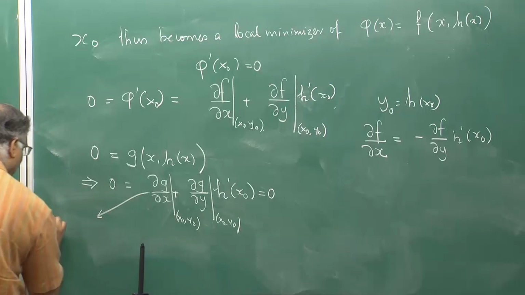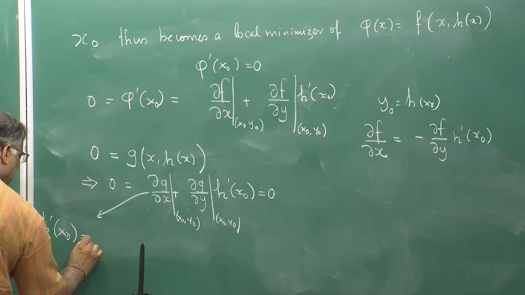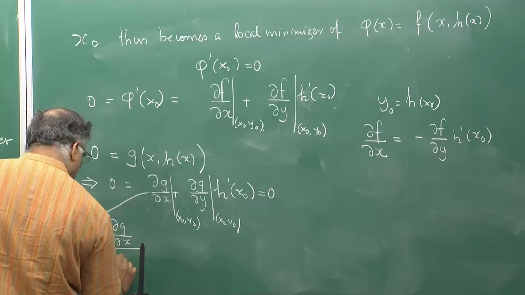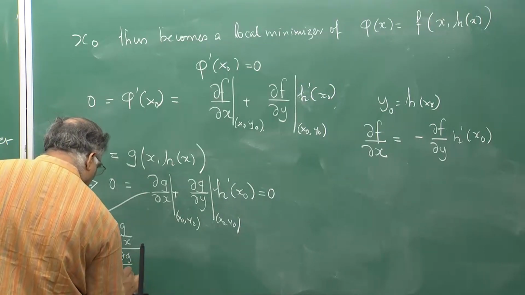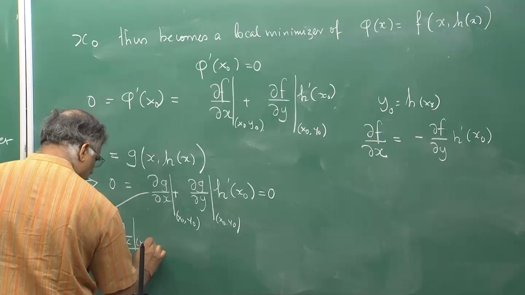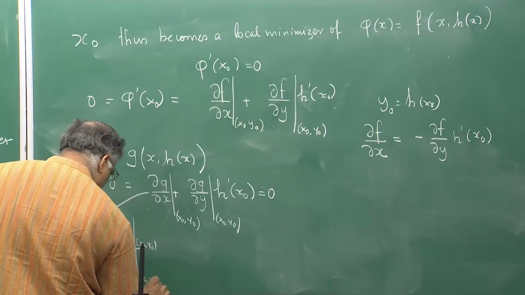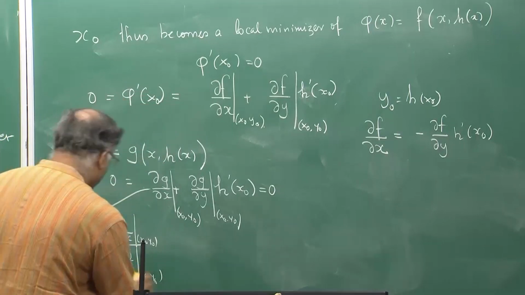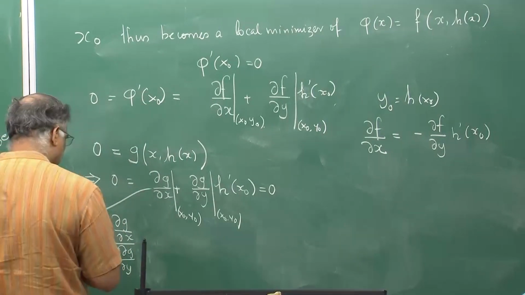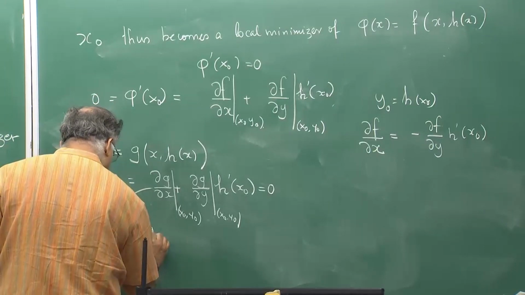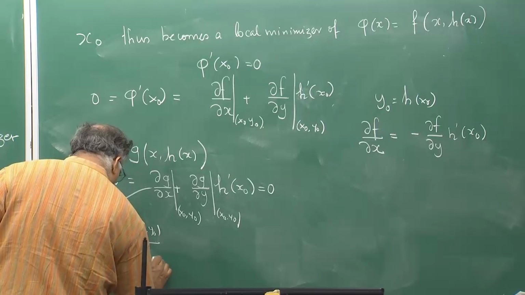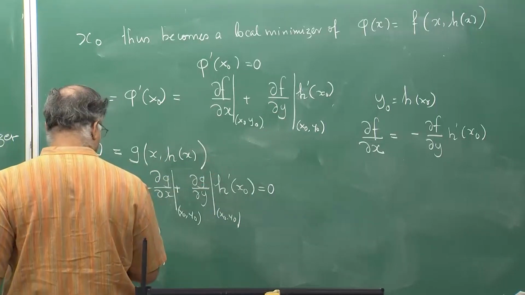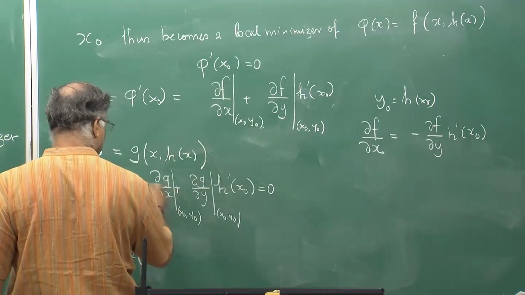So what do I have from here? h dash x naught is equal to minus del g del x by del g del y, which is non-zero, evaluated at x naught y naught. If you want the writing to be clearer, you can write del g del x at x naught y naught over del g del y at x naught y naught, which is non-zero. This is absolutely proper math. This is minus of this, so that is what you get from here.